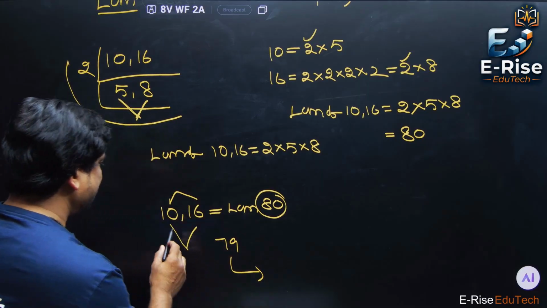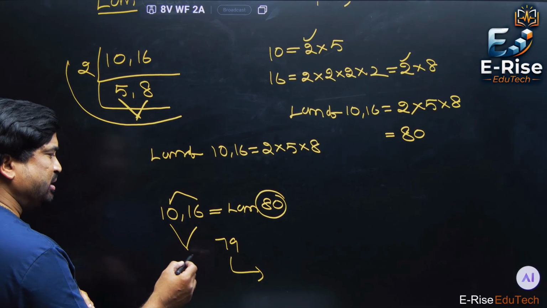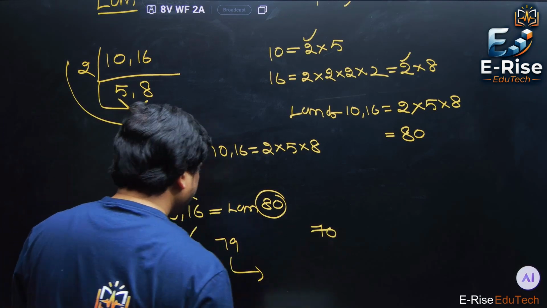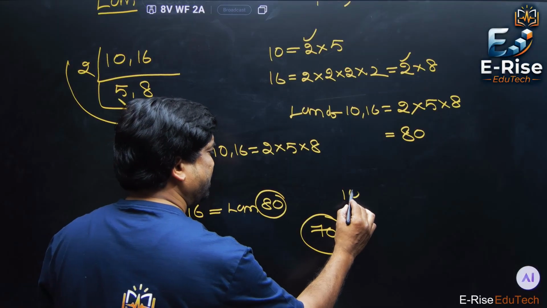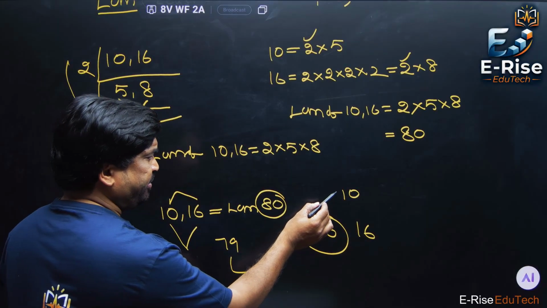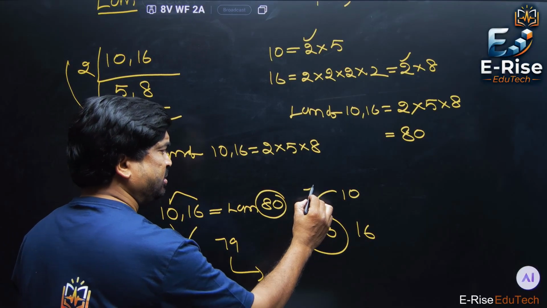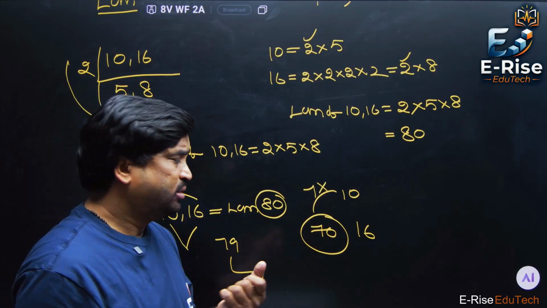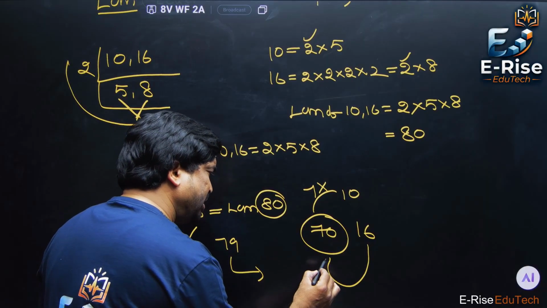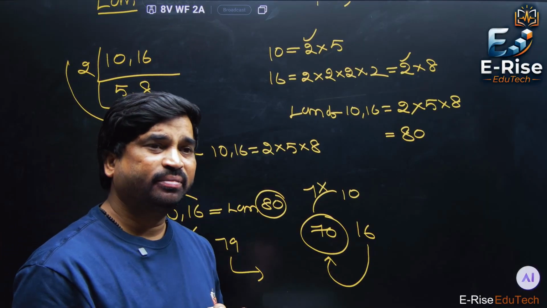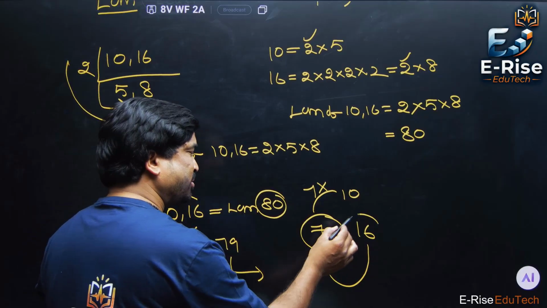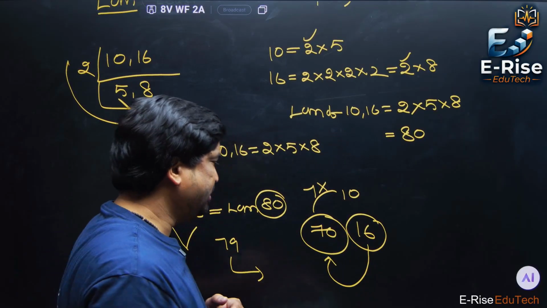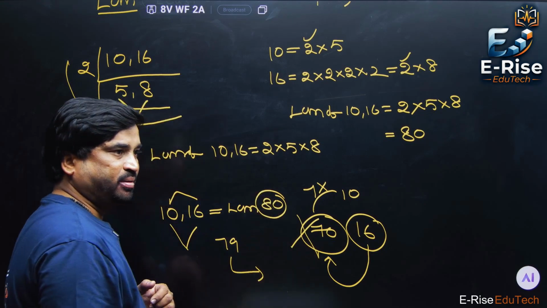We'll check it once. These are multiples of 2, so we apply values that are multiples of 2. Suppose I take 70. Any number multiplied with 10 gives 70, so multiply by 7 and you get 70. But there is no common multiple between 70 and 16. Not possible. That's why 70 is not a least common multiple.